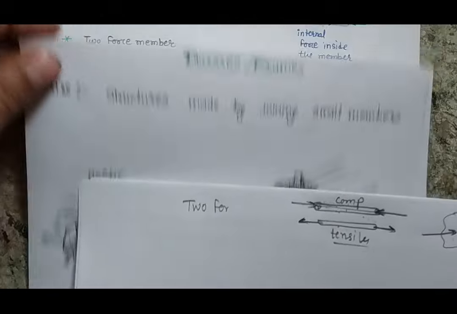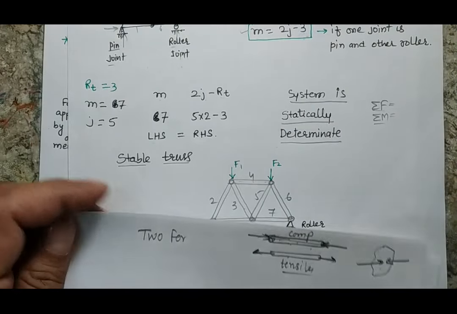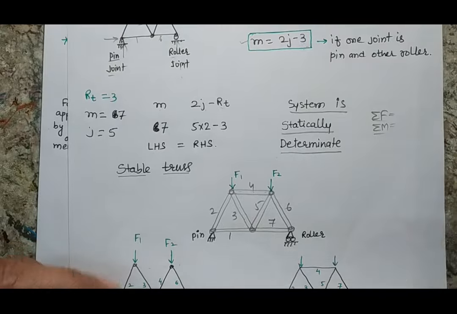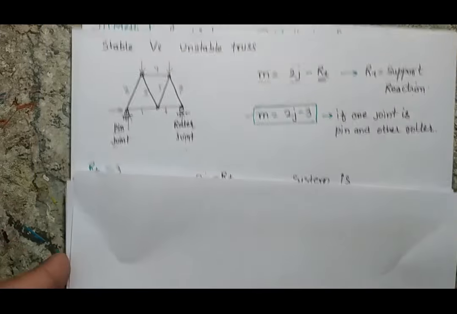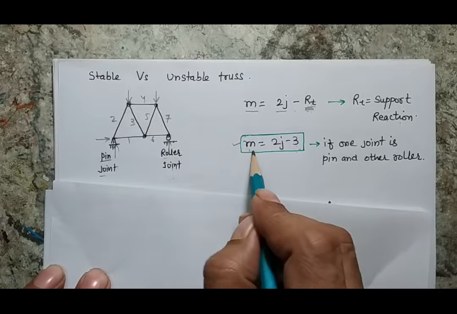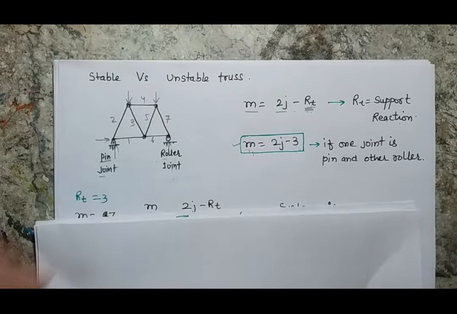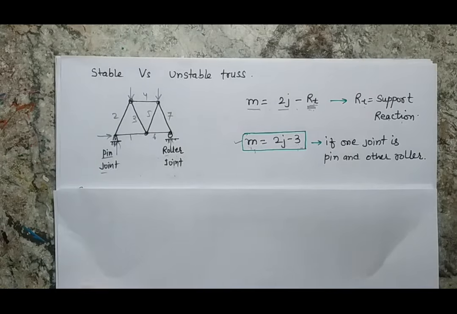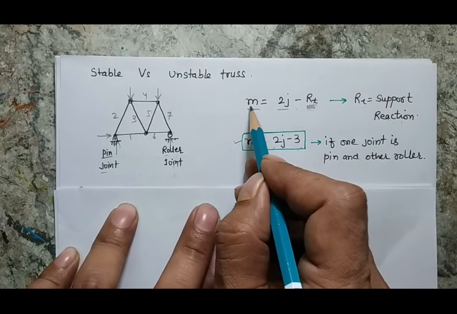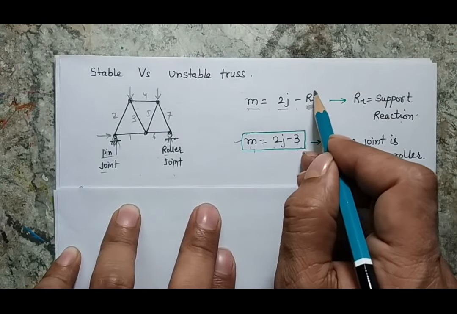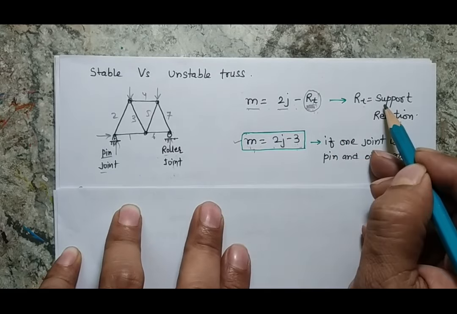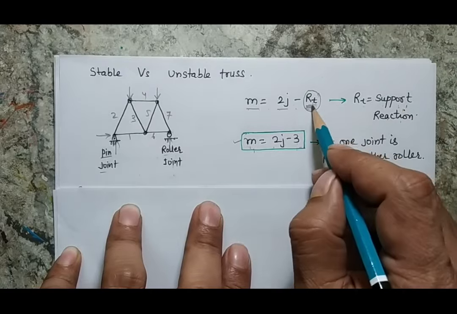Suppose I am having this truss and I want to apply the stability criteria for it. How can I see the stability and instability in my truss? Let me explain again that this is my basic formula which I use to find the stability and instability in my truss. But I would also like to tell you that this formula is derived from a fundamental formula, m is equal to 2j minus RT. This RT is nothing but the forces generated at the support points, or the total support reactions.